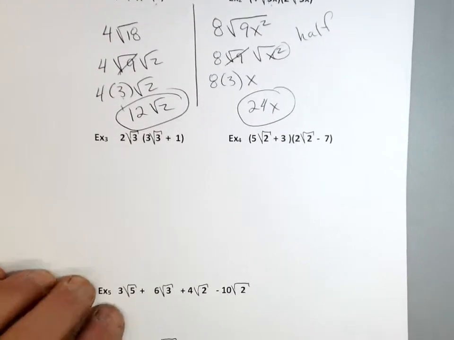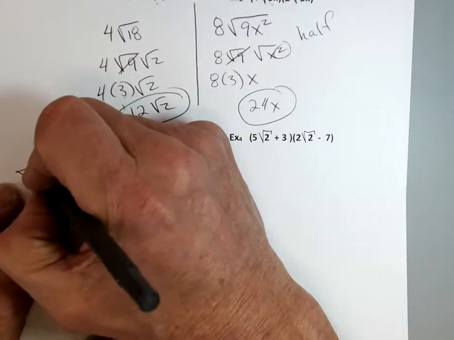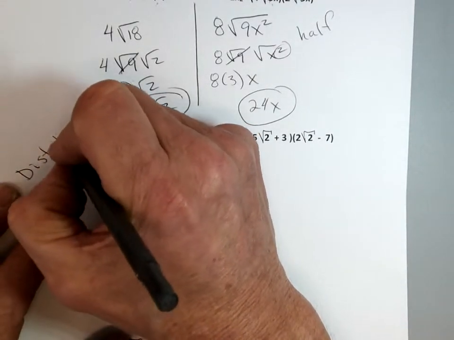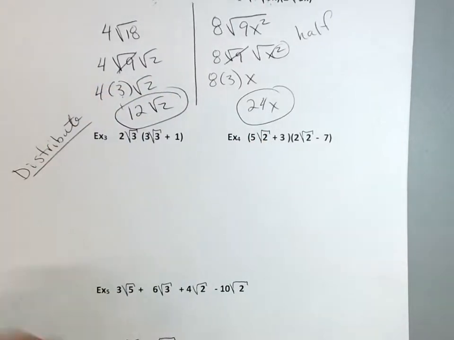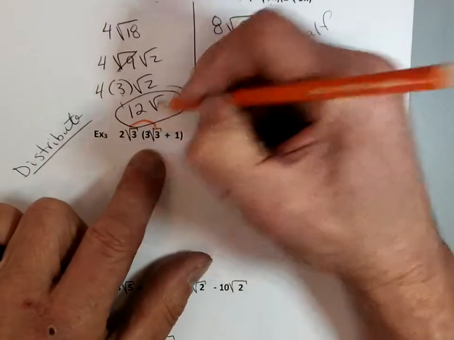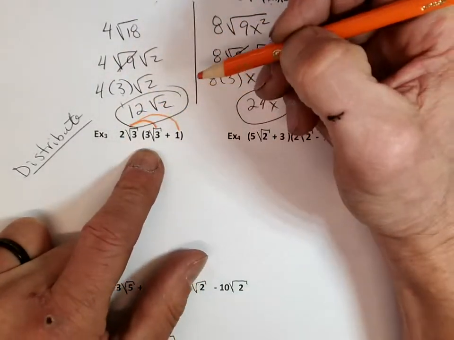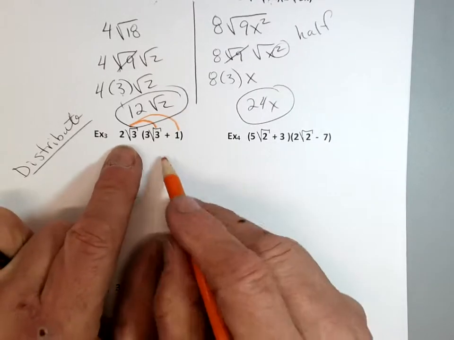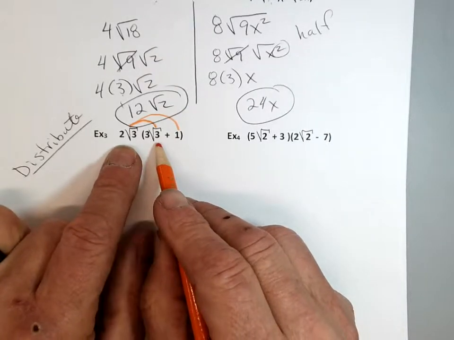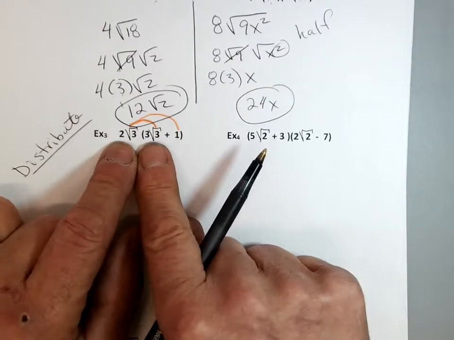Good. So example 3 is going to be a distribute. Example 3 is distribute. So to distribute, I'm going to go 2 square root of 3 times 3 square root of 3. And then I'm going to go 2 square root of 3 times 1. Okay, so let's do it. So, first of all, ignore the 1.